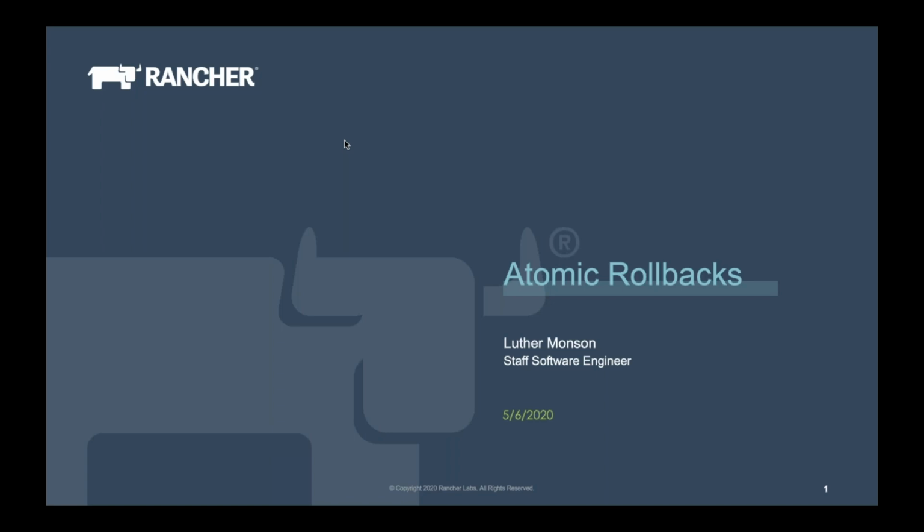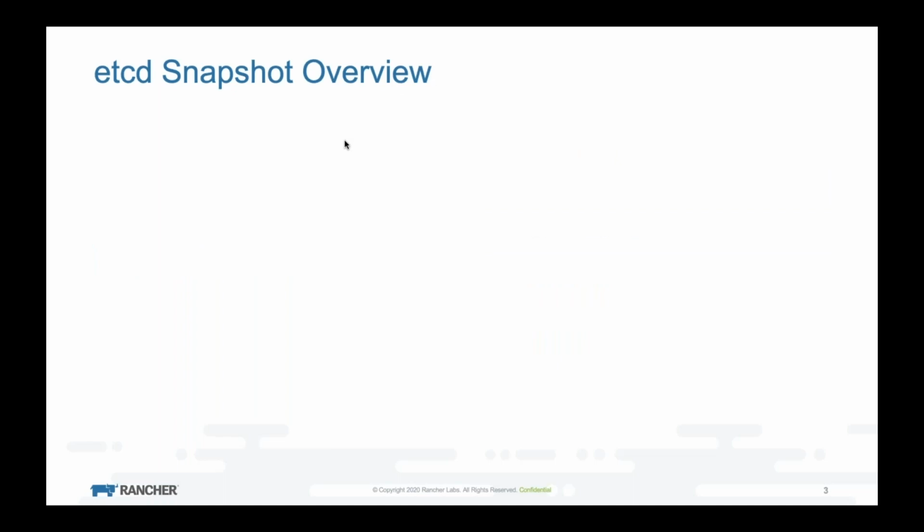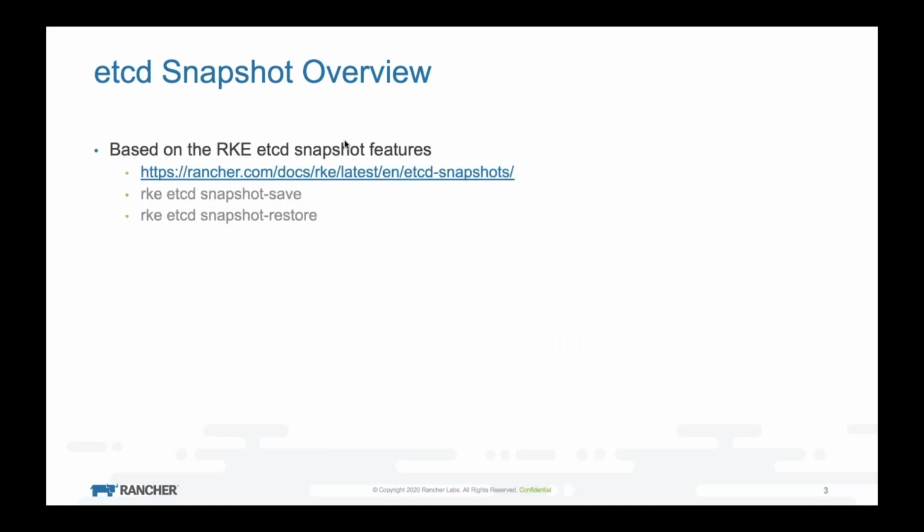I will go over what that used to look like, but let's go first into a little bit of an overview of what our snapshots actually are, what they do. This is a little bit of a blast from the past on what exactly we're doing under the hood, because this is all based off of RKE. RKE is a tool that we have written, the Rancher Kubernetes Engine. What we're doing in the Rancher UI is essentially what you could do with the RKE CLI tool.